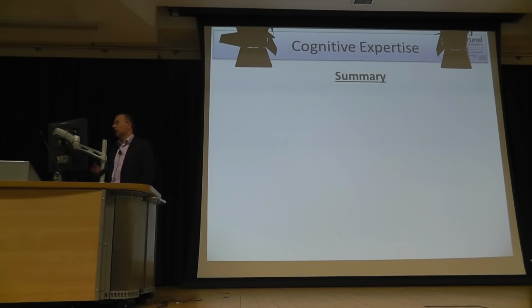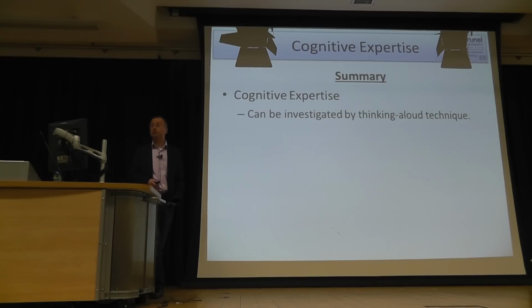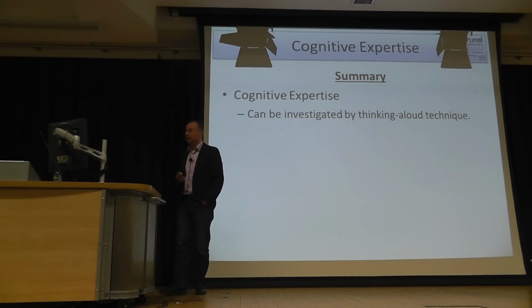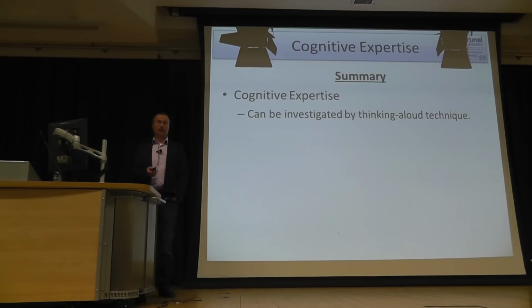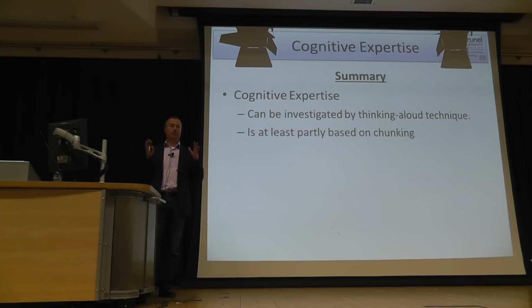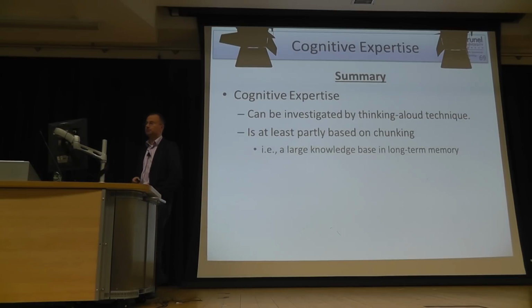So to summarize, on cognitive expertise, we've seen that one of the main techniques is this think-aloud approach. And at least partly, the expertise is based on chunking, on a very profound knowledge base which people have and which they can employ and chunk together. And it's sometimes the same with memory experts. If they can memorize long numbers, then often they identify chunks in there or a system which they can use.